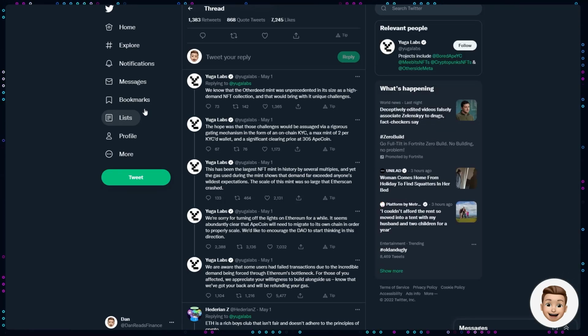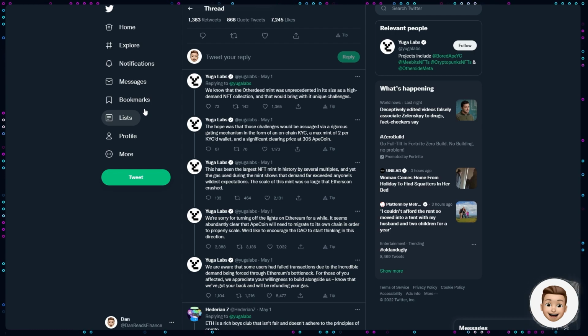That being said, wanted to talk quickly as well about this Yuga Labs, and it was to do with the Bored Ape Yacht Club NFT collection that dropped. There's a lot of noise being posted on Twitter about this because obviously it was a bit of a mishap, and it was a bit of a nightmare, I believe, from the unprecedented demand. So we know that the Other Deed mint was unprecedented in its size as a high demand NFT collection, and that would bring with it unique challenges.